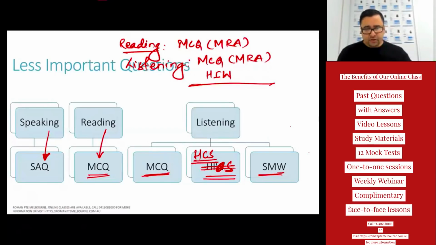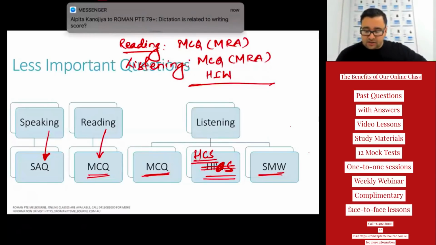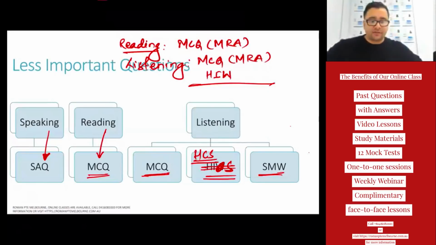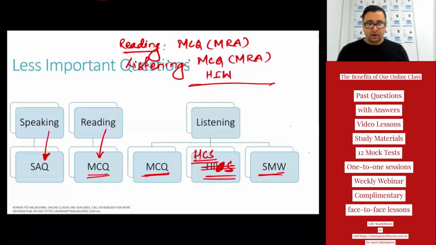Another question: if I use a template, can I easily get 65 plus? Yes, you can, as long as you know how to use the template. Use the template many times and understand what you're writing. Simply don't fill the gaps in the template. Make a habit of reading what you have written, and if it's not making any sense, you may need to change the sentence. That's very important. As long as you can do that, you can easily get the score.